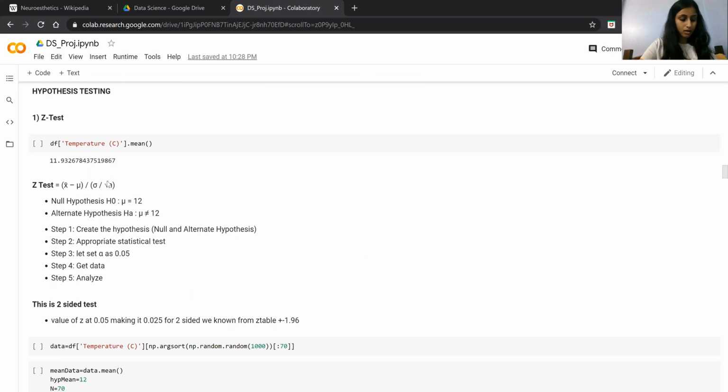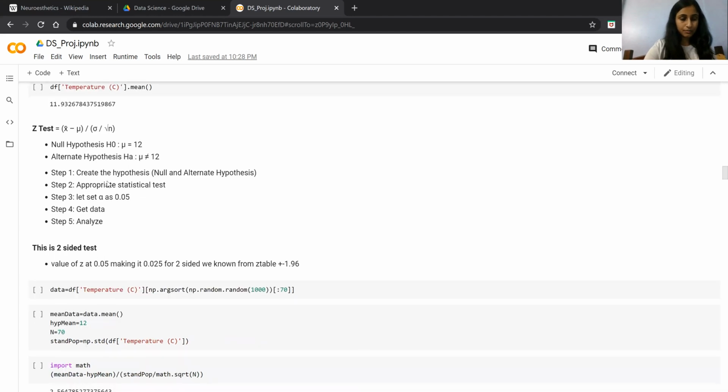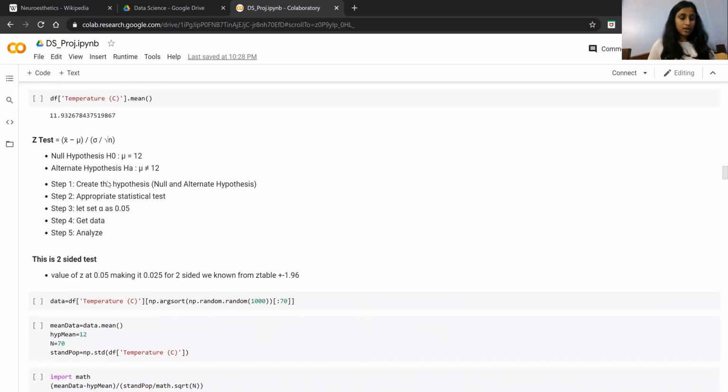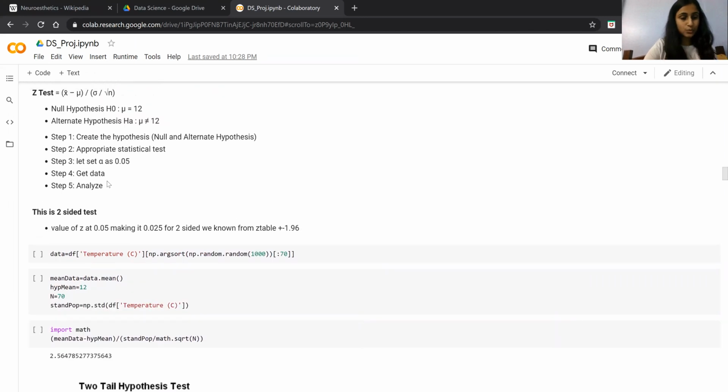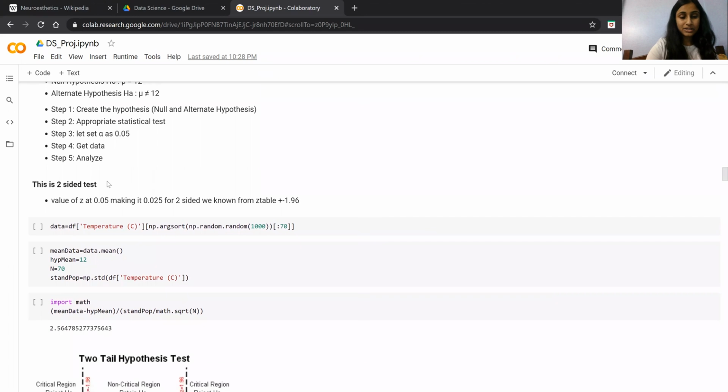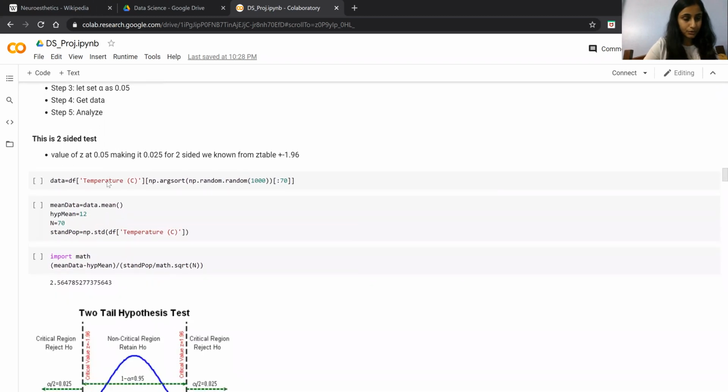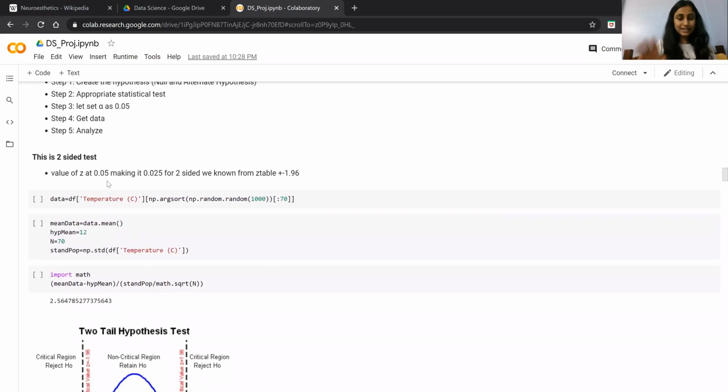Now coming to hypothesis testing, we've used the Z-test. The test we've used here is a two-sided test, where the significance level of 0.05 becomes 0.025 for each side. From the Z table, we know that the critical value is plus or minus 1.96 at a significance level of 0.05.